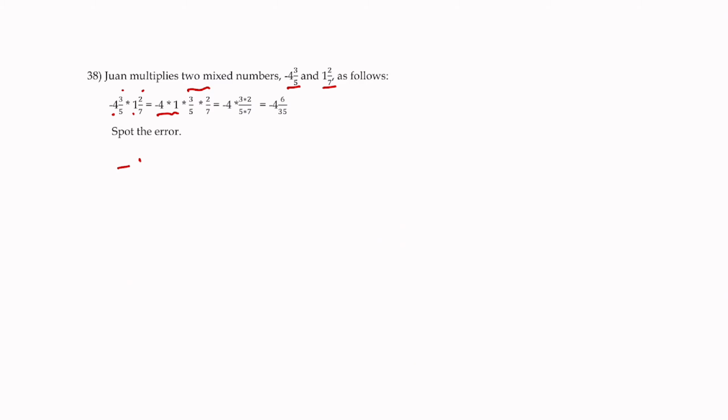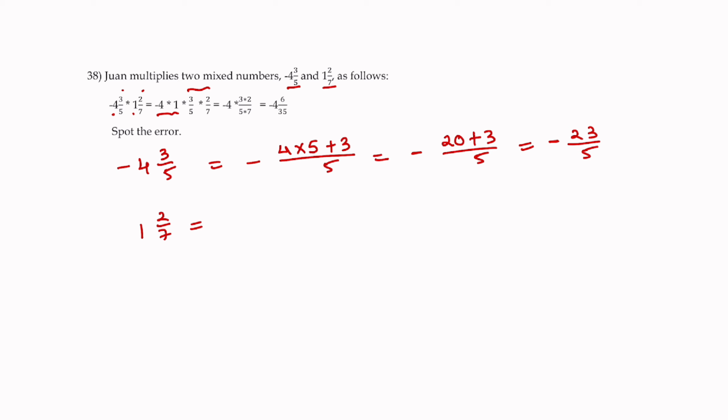So here, minus 4, 3 upon 5 equals to minus 4 times 5 plus 3 upon 5, which is equal to minus 4 times 5 is 20 plus 3 upon 5, which is equal to minus 23 upon 5. You convert the next one. 1, 2 upon 7 equals to 1 times 7 plus 2 upon 7, which is equal to 7 plus 2 upon 7, and that is 9 upon 7. So that's the first step.